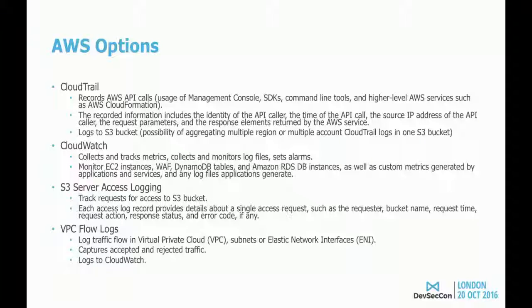So for AWS, there's a number of options we can monitor. There's CloudTrail, there's CloudWatch, there's VPC flow logs, and so on. I'm not going to read the whole thing, but basically, it's the different mechanisms that AWS uses to provide you with activity monitoring.